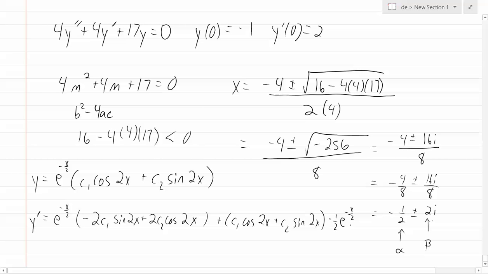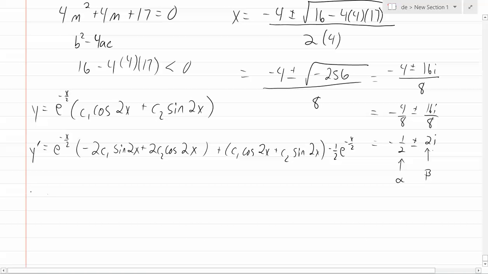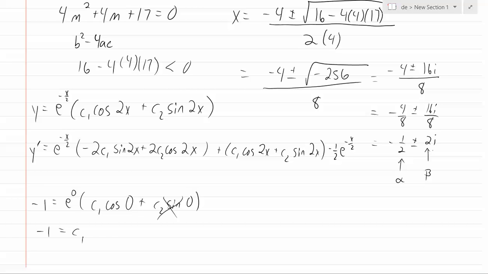Alright, so I have my first two derivatives. So now I can use my initial values there. Y of 0 is negative 1 and y prime of 0 is 2. I'm going to plug that in the top equation up here. So when you plug in a 0, you get out a negative 1. So I'm going to have negative 1 equals e to the 0 times c sub 1 cosine of 0 plus c sub 2 sine of 0. So that's negative 1 equals 1 times c sub 1 cosine of 0. That's 1. So c sub 1 is equal to negative 1. Alright. I thought we were going to have to do a system of equations, but things canceled out nicely.